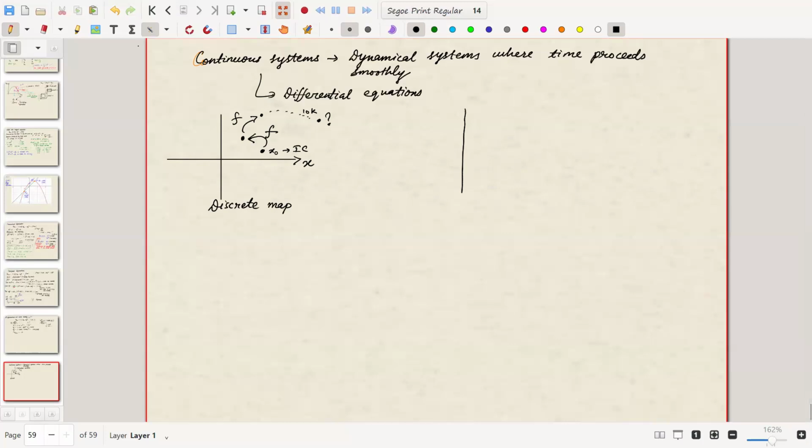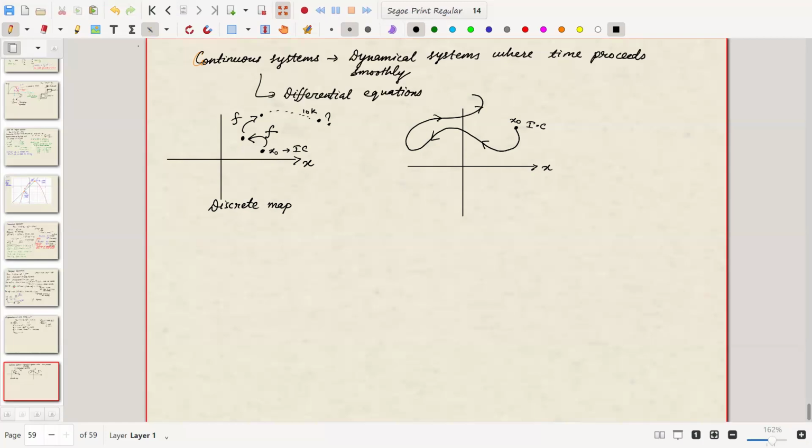What happens in continuous systems? In continuous systems you still have the initial condition you can start from, say x naught. Since the system is modeled by a differential equation, the solution, the trajectory, will be a continuous one. So you can see how it flows. You can ask me why it is not just a straight line; it is because I am assuming a general nonlinear system.